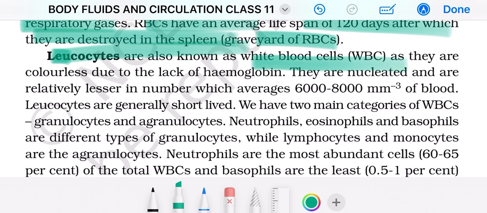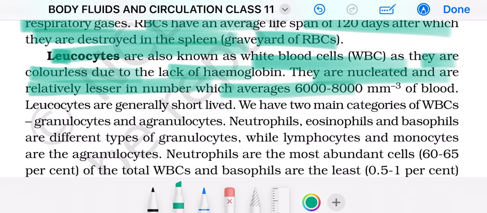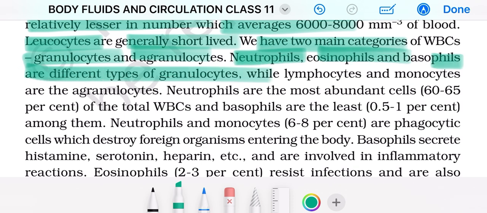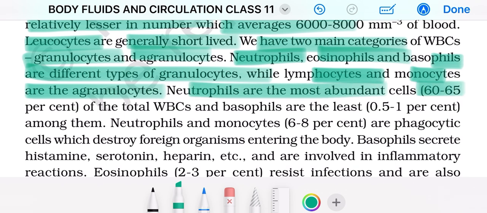Leukocytes are also known as white blood cells as they are colorless due to lack of hemoglobin. They are nucleated and are relatively less in number, which averages 6,000 to 8,000 per cubic mm of blood, and leukocytes are generally short-lived. We have two main categories of WBCs, that is granulocytes and agranulocytes. Neutrophils, eosinophils and basophils are different types of granulocytes, while lymphocytes and monocytes are agranulocytes. Neutrophils are the most abundant cells, constituting 60 to 65% of the total WBCs, and basophils are the least.